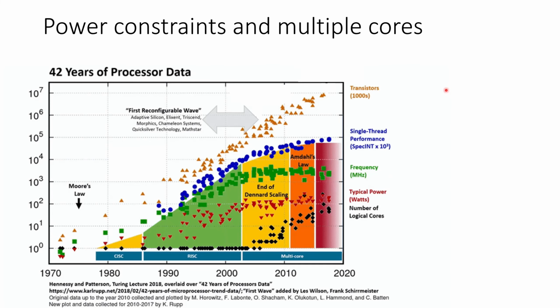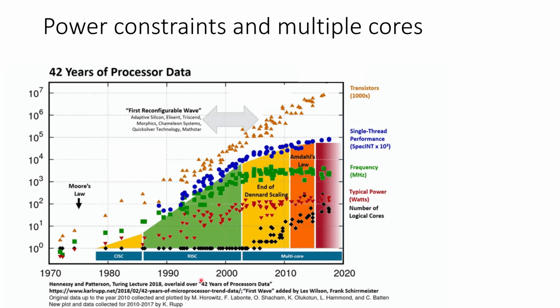This graph shows a history of CPUs, and it shows time on the x-axis, and it has a logarithmic scale on the y-axis, and it shows different types of data. So in yellow we have the number of transistors on a chip. In blue we have the single thread performance of that CPU. In green, the frequency, the megahertz or gigahertz at which the CPU runs, and the amount of power in watts that the CPU uses. And in black, the number of logical cores.